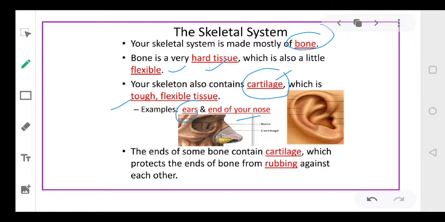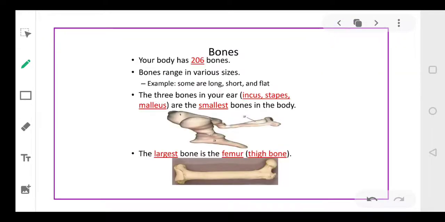So cartilage can be a flexible one, while your bones are not flexible. They are very hard tissue and they are not so flexible. Clear? The ends of some bones also contain some cartilages, and this protects the bones from rubbing against each other. तो जो आपके bones के ends हैं, they are also covered with cartilages so that they are not rubbed against each other.